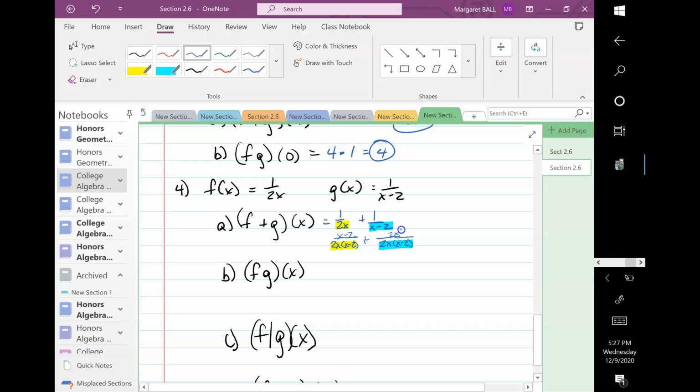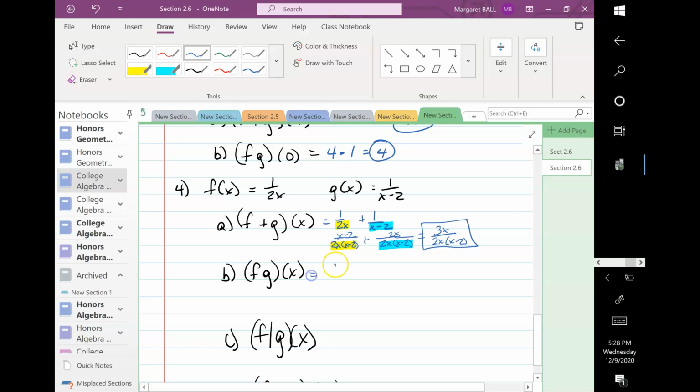You can't clear the fractions when it's just an expression. So you have to find your common denominator and then add your numerators. x plus 2x is 3x over 2x, x minus 2. And then you're done. Don't do anything else to it.